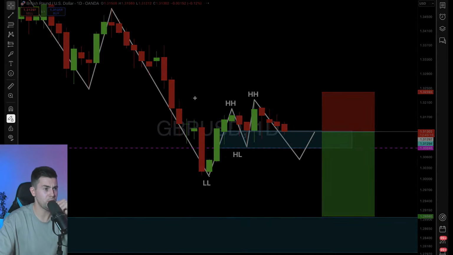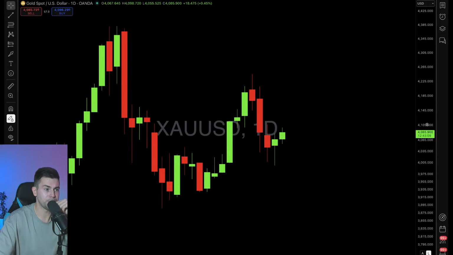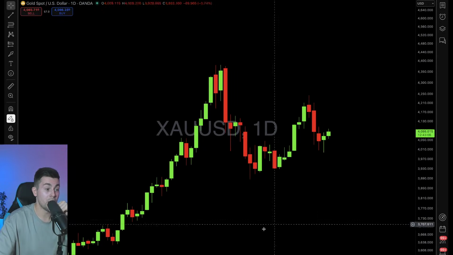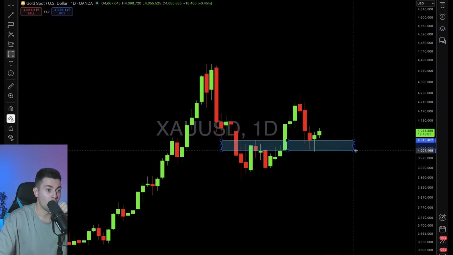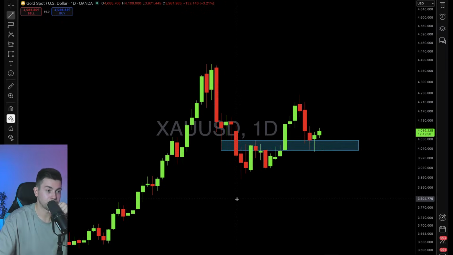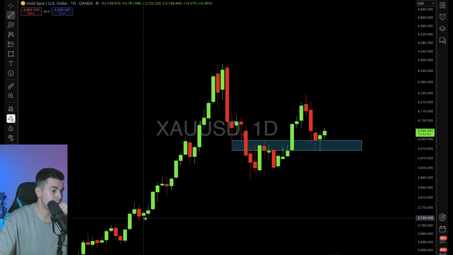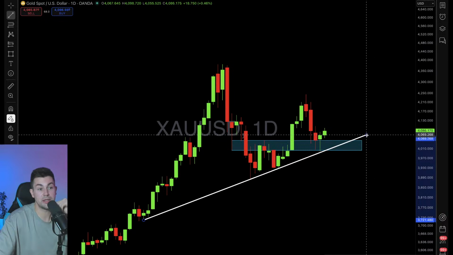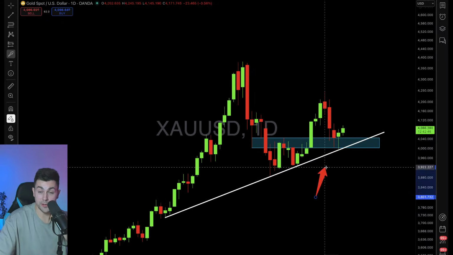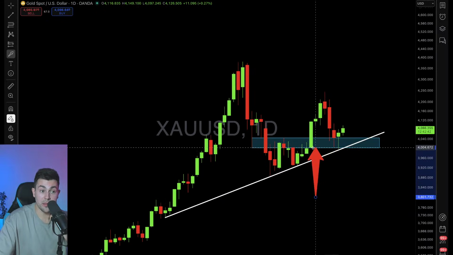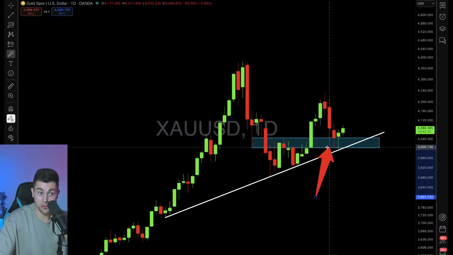Those who follow me on TradingView and on Telegram knew that earlier, many times, I warned about the significance of this demand zone. On gold, on a daily time frame, we have a very important demand zone, based on this rising trend line and this recently broken horizontal resistance that turned into support.